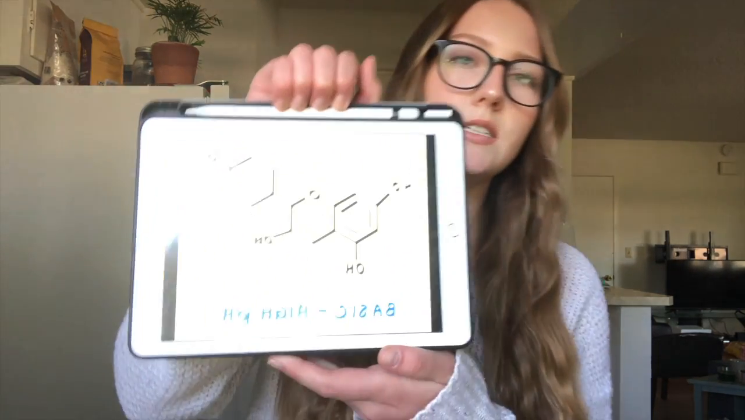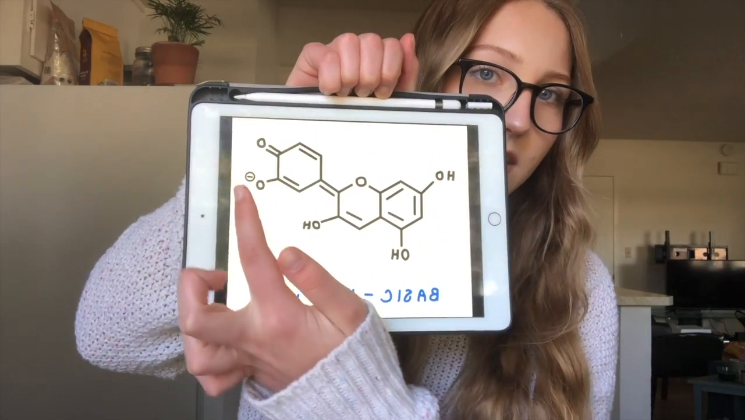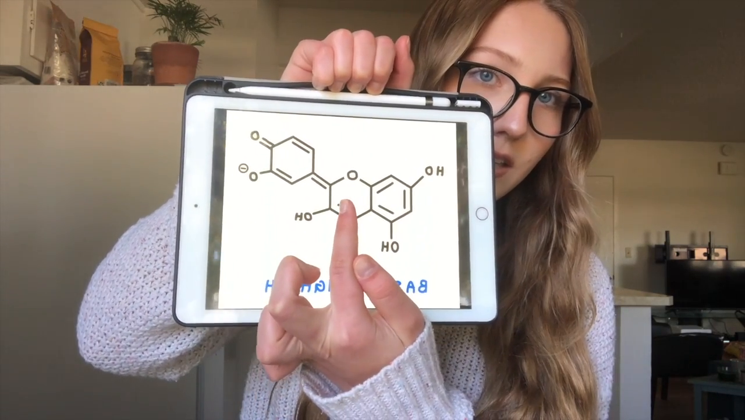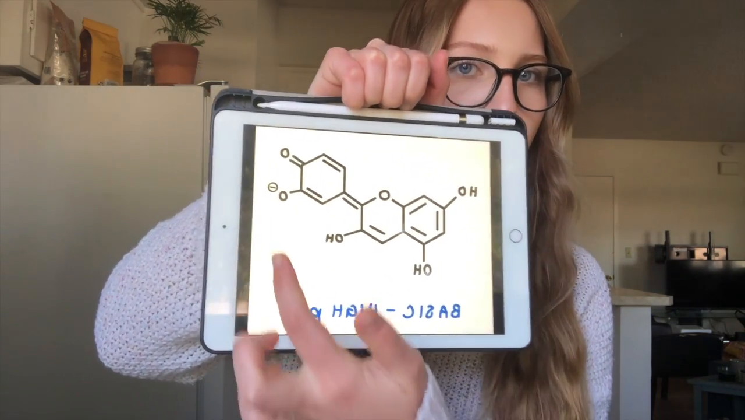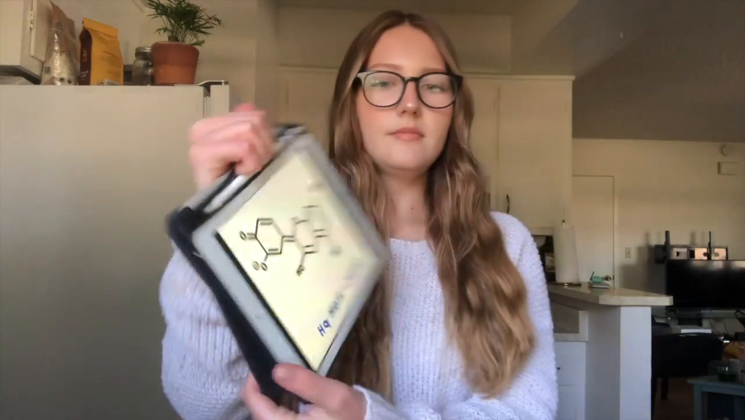And in basic conditions, we are going to see that there is now a negative, and this is now deprotonated. So this is going to have a longer conjugation system because of these delocalized electrons. And so in basic conditions, we see more conjugation due to the deprotonation, which means the molecule is now lower in energy and will absorb longer wavelengths, such as 600 to 700 nanometers, meaning that orange light is being absorbed and blue light will be observed.